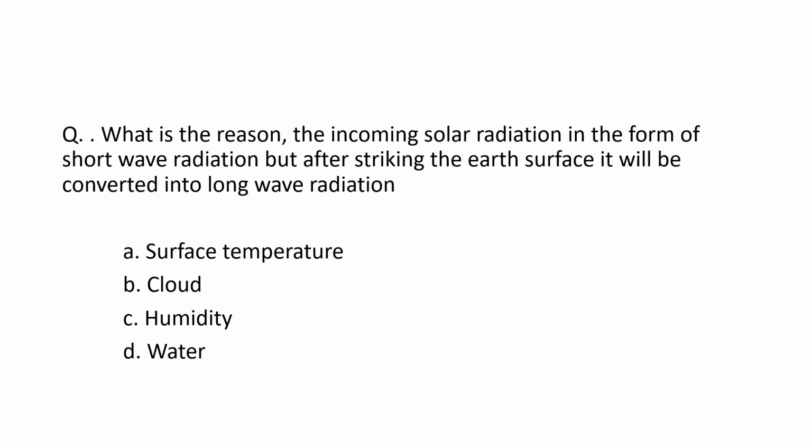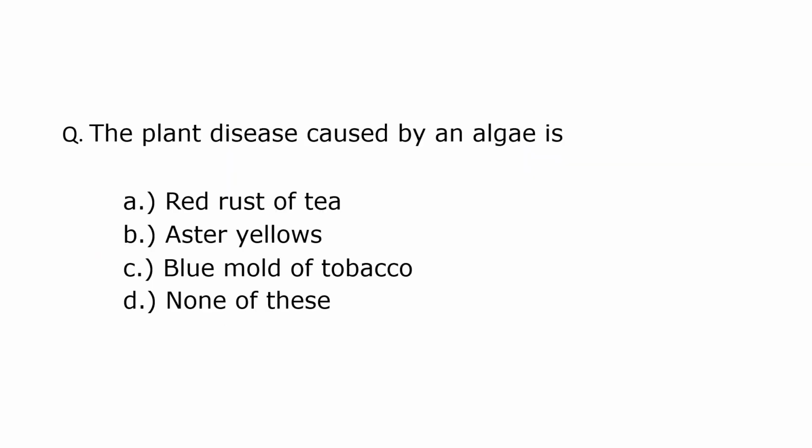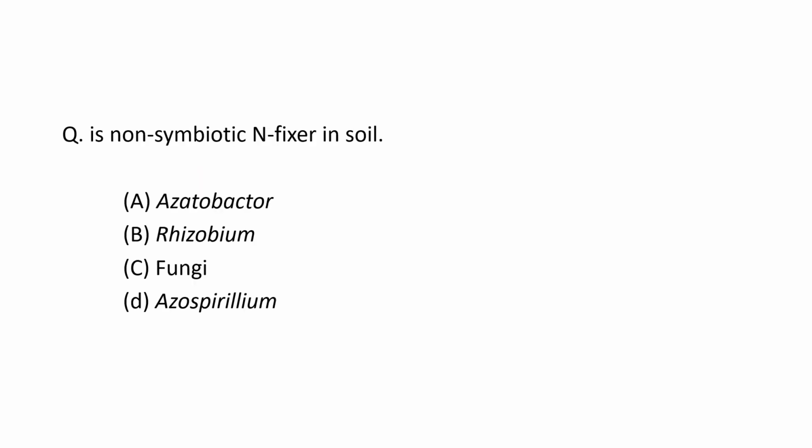What is the region where the incoming solar radiation in the form of short wave radiation, after striking the earth's surface, is converted into long wave radiation? The right option is A, surface temperature. The plant disease caused by an alga is, the right option is D, red rust of tea. Which is a non-symbiotic nitrogen fixer in the soil? The right option is A, Azotobacter.